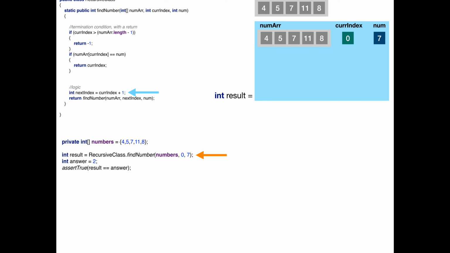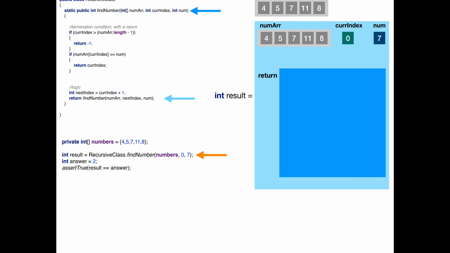And what's going to happen is that I'm going to increase the next index by 1. And here I've done something a bit different from my code. What I've done is that I'm just going to return whatever find number it gives me. I'm not going to store it in some variable and then return that variable like I did before. I'm just going to return that right away.